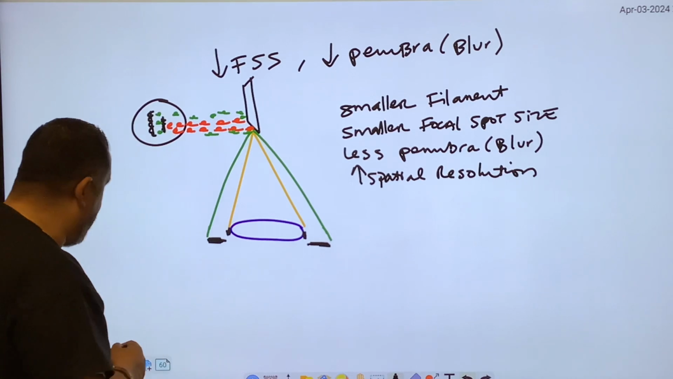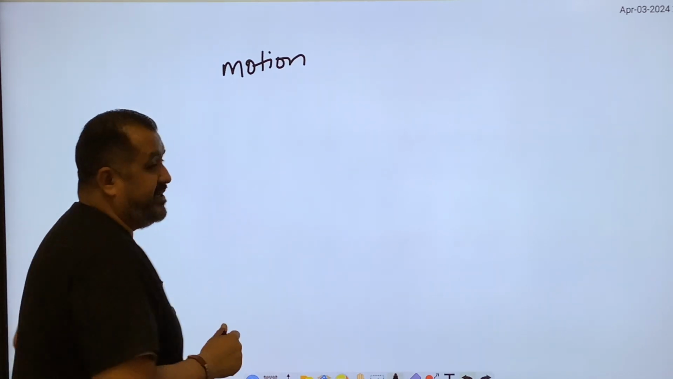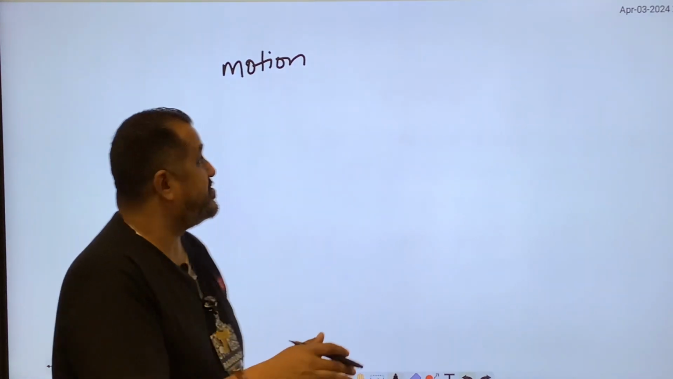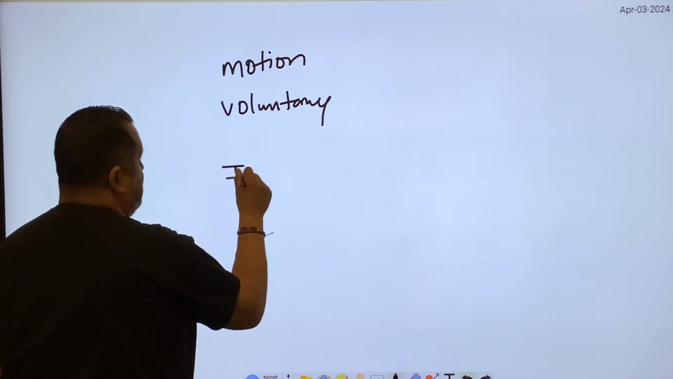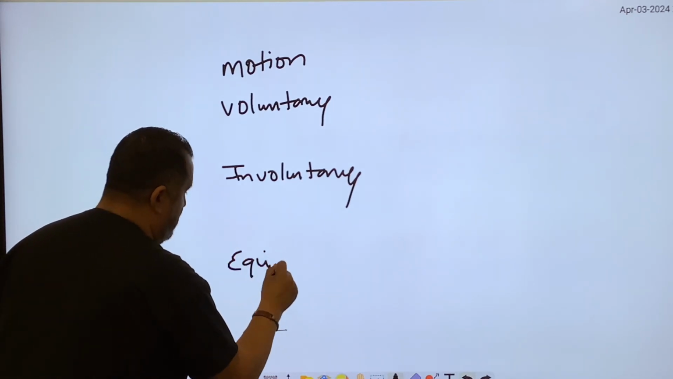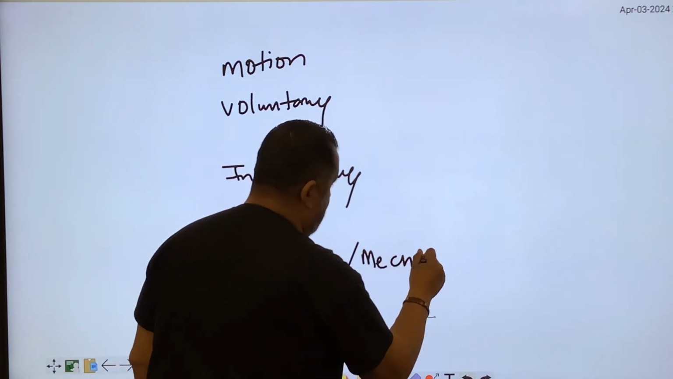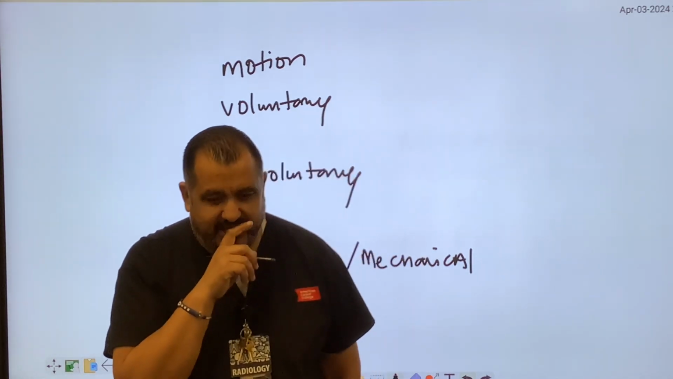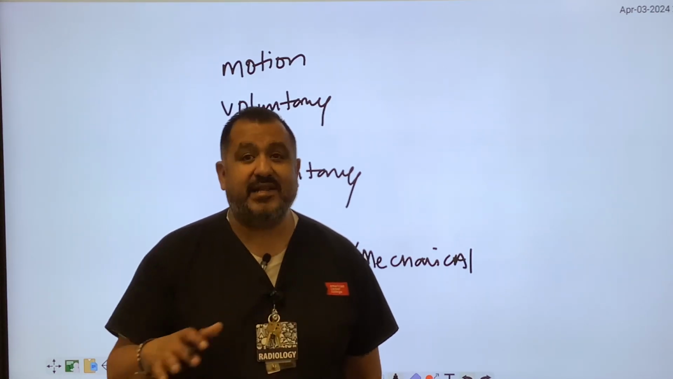Now, there's another contributing factor to spatial resolution, and it's going to be motion. Now, we don't want any type of motion to occur on the image, none. So with motion, you can have voluntary motion, you can have involuntary motion, and you can have equipment or mechanical motion. Now, you don't want any one of these. There's a question that we ask the students: which of the following motions will affect the image the most? And it's all of them, because you don't want any type of motion.